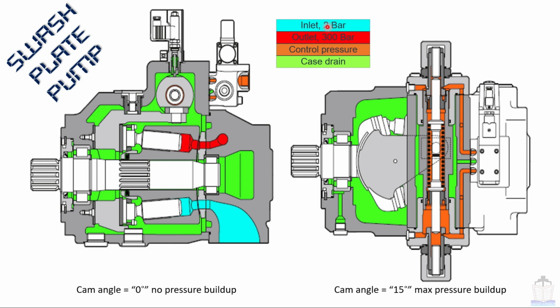In blue color, this is showing inlet pressure of 2 bar, red color outlet pressure 300 bar, this brown color is control pressure, and the green color is case drain. This is case drain. These are all control pressure, which basically drives this main hydraulic valve which contains this taper part. This is inlet pressure and this is outlet pressure. Now I am going to show you the animation of the swash plate pump.